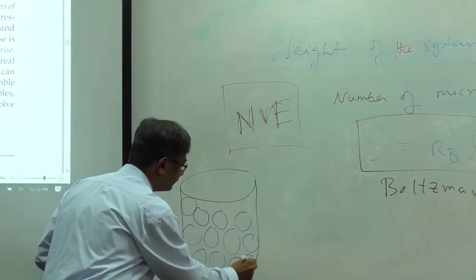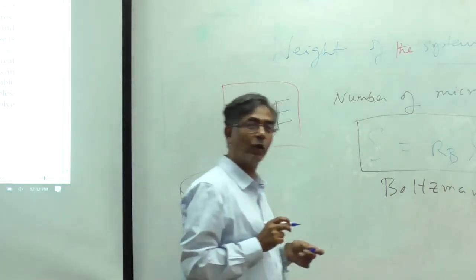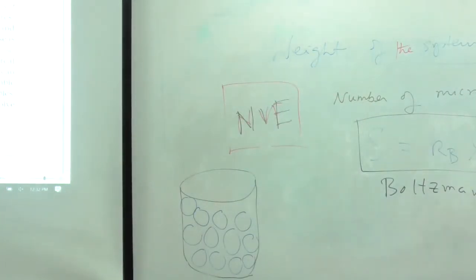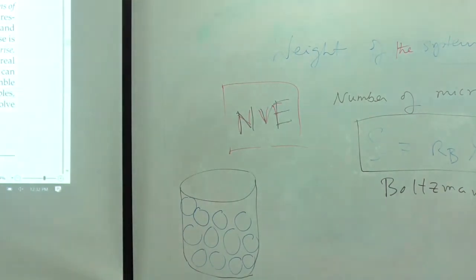And I want to pack them. Okay? And I want to now talk about the number of microscopic states. I can number this if you want. This is a better number than 1, 2, 3, 4. We are doing a classical system, so the particles are distinguishable.